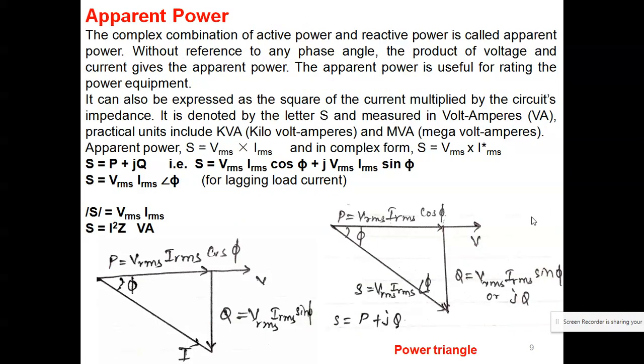The last power is the apparent power, and it is nothing but the complex combination of active power and reactive power. Without reference to any phase angle, it means this power does not depend on the power factor here. The product of voltage and current gives the apparent power. The apparent power is useful for rating the power equipment.